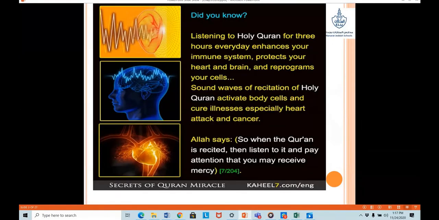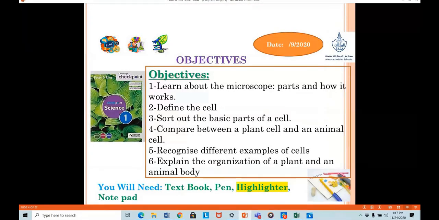So let's start with the verse from the Quran, which is related to the cells. So the cells, they get activated whenever we listen to the Holy Quran. So that's how we also improve our immunity. So Allah says, when the Quran is recited, then listen to it and pay attention that you may receive mercy. Subhanallah. This is the verse from chapter 7, verse 204.